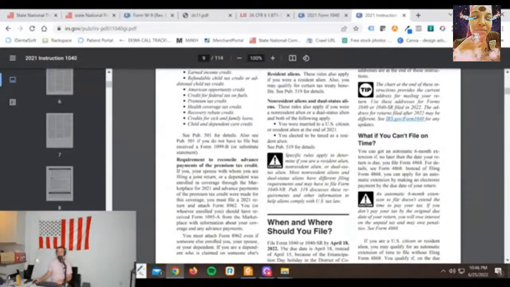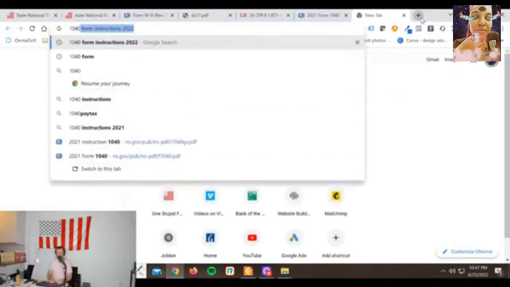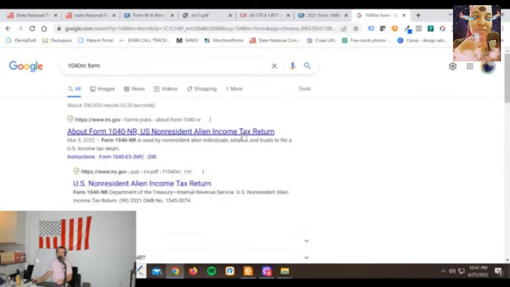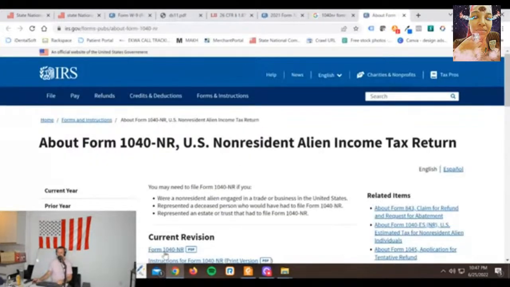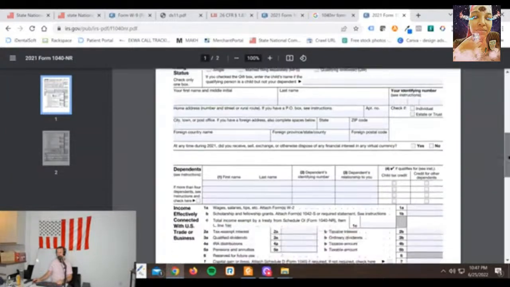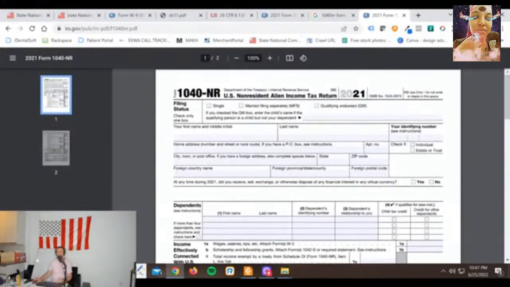Well, anyways, I know for a fact you don't do this because there's another form that no one knows about that I'm going to show you. It's called the 1040 NR form. No one's heard of this, but it exists. And it doesn't exist because nobody uses it. It doesn't exist because it's fake. It exists because it's real.